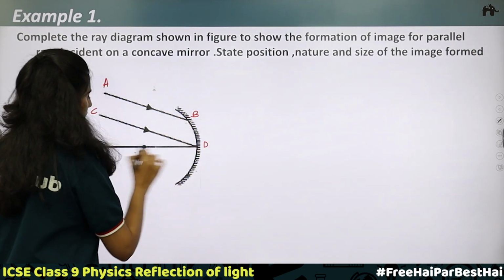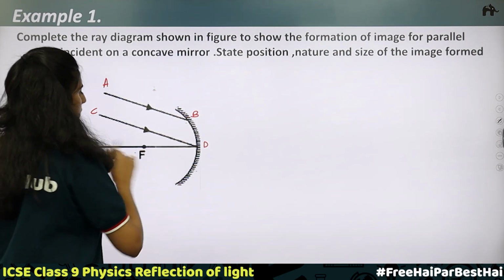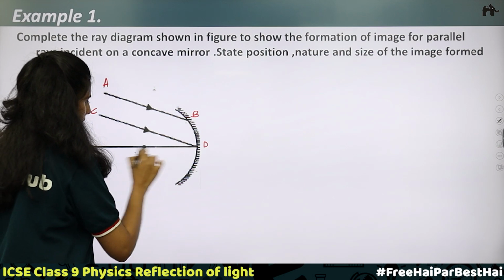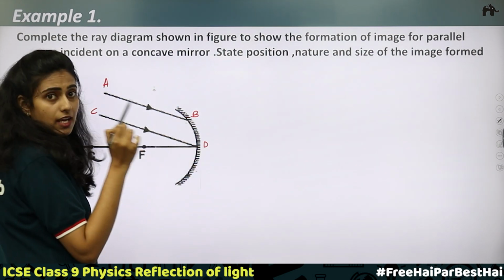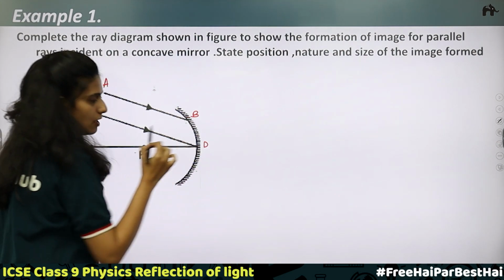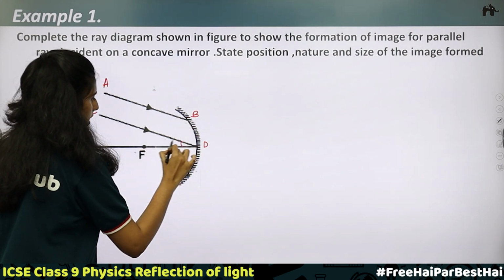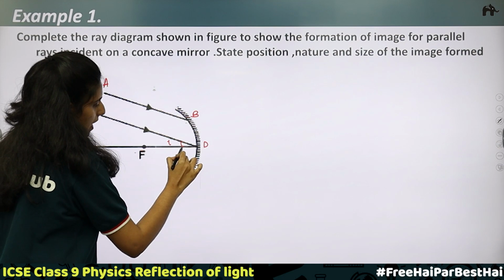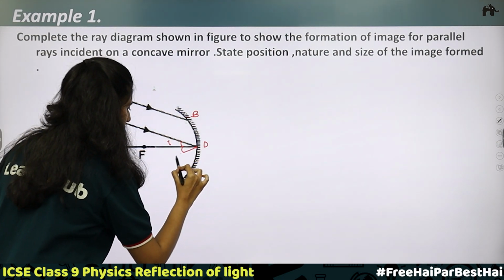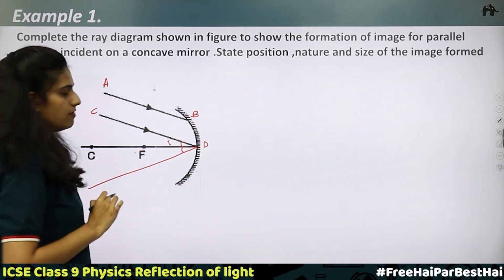Okay, so here we have the normal. This is the first ray. For this, we are considering this as a normal. What is a normal? A line that is passing through the center of curvature and the point of incidence. So here we have the normal, and here we have the angle of incidence. You will get the same angle, and you can draw the reflected ray at the same angle.